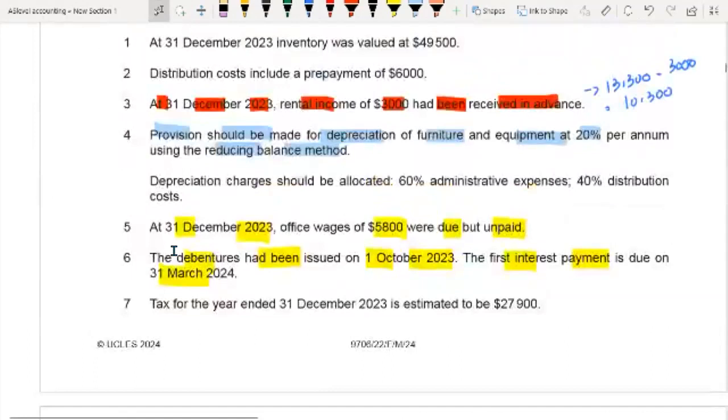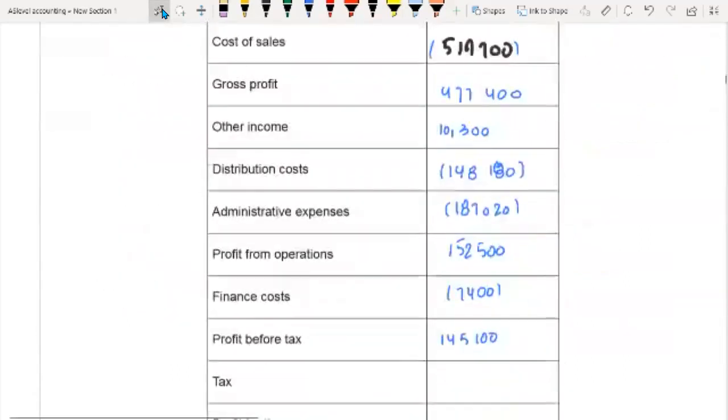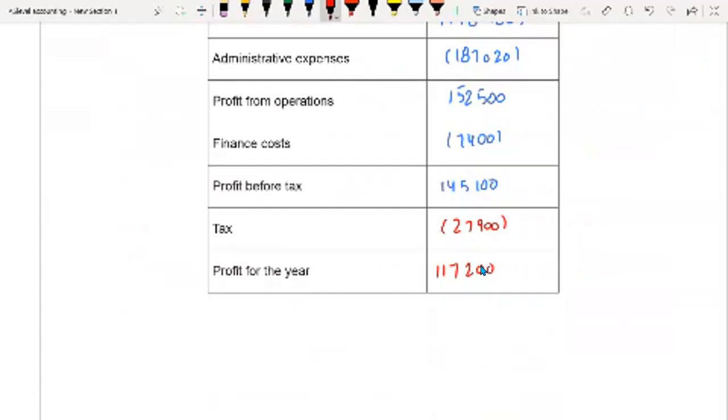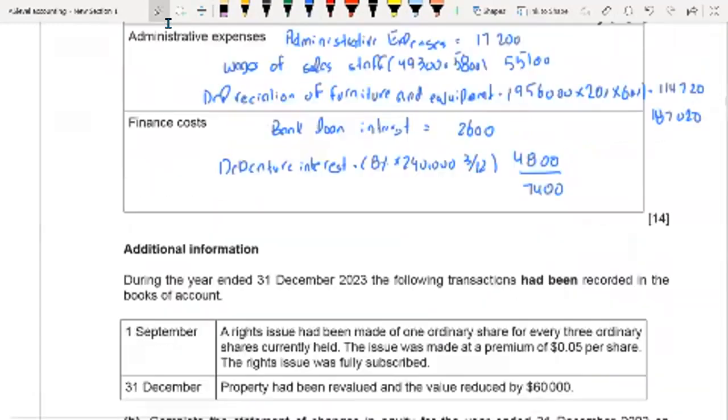Okay, so if you see the text, the tax amount is written here. The tax for the year ended 31st December 2023 is estimated to be 27,900. So this is our tax. So we just simply deduct this tax from the profit before tax. So minus 27,900. So our profit for the year would be 117,200. So this is the profit for the year. Okay, so we have completed one part of this.